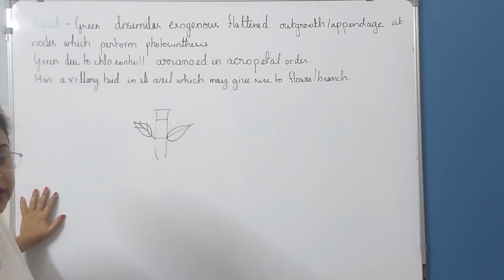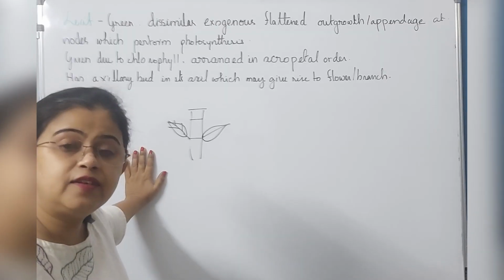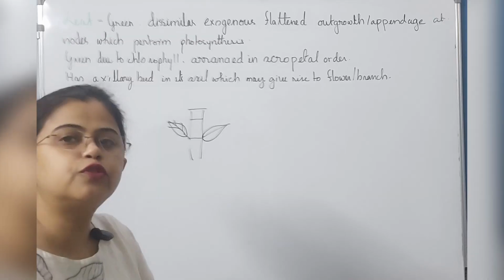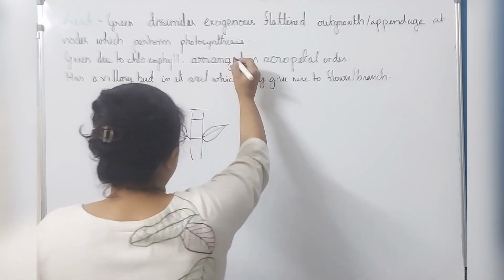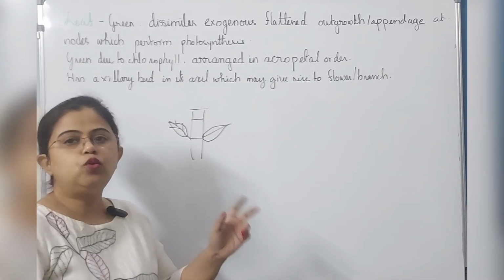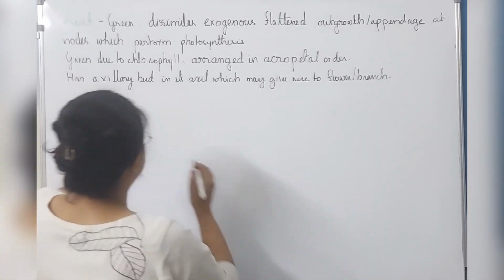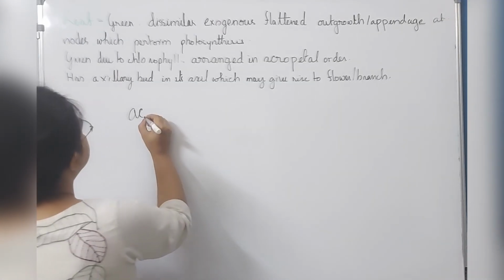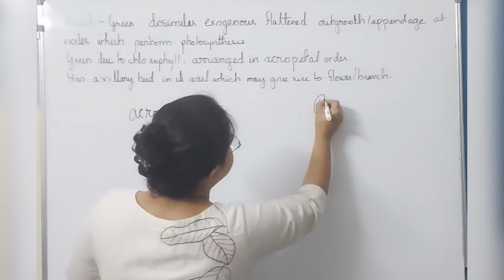Which perform photosynthesis, the most important function of the plants. Why are they green? They are green due to the presence of chlorophyll, and this is the pigment without which photosynthesis is not possible. And they are always arranged in acropetal order. There are 2 orders of arrangement. One is acropetal, another is basipetal.